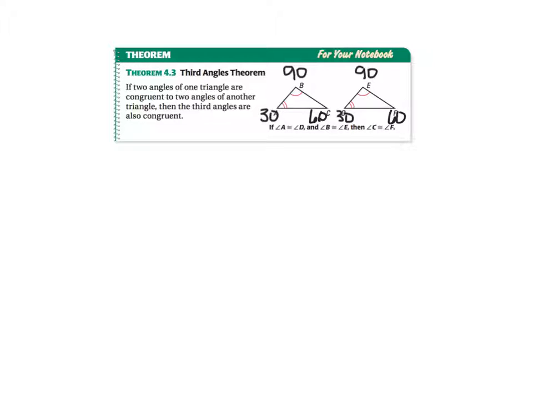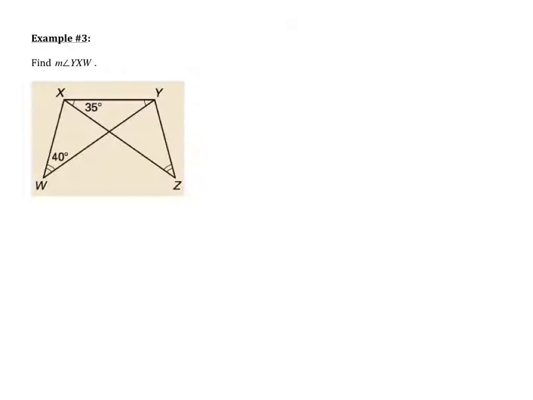So therefore, if I know two angles of one triangle are congruent to two angles of another triangle, the third angles are automatically congruent. Example number 3, find the measure of angle YXW. So notice that our two triangles are on top of each other. We have this triangle here, and then we have this triangle here. I actually find that it's easier to do this problem if we pull the two triangles apart. So that's what I'll do first.